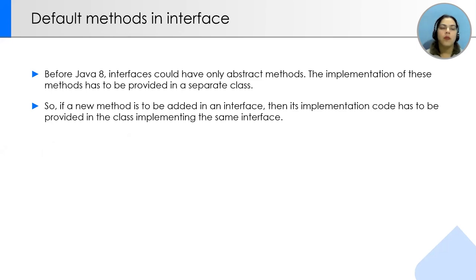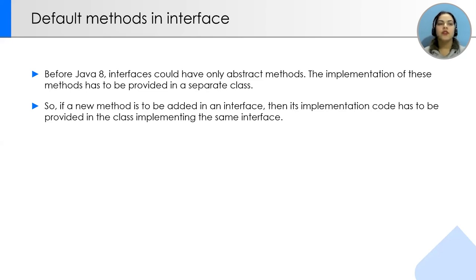Now let's talk about what default methods in interfaces are. Before Java 8, that is, before the eighth edition of Java was launched, interfaces could have only one abstract method. It was a restriction on interfaces. So there was a problem: an interface can contain only one abstract method, and if the user wants to implement more than one abstract method, then the user has to create n number of interfaces.